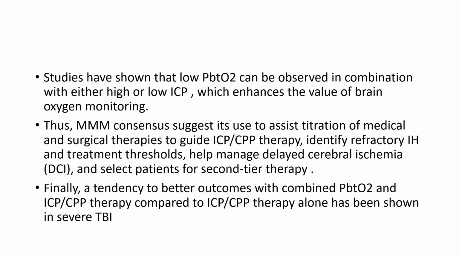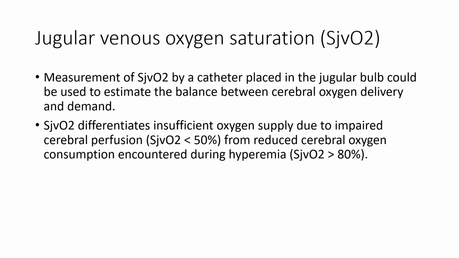Initially, a tendency to better outcome with combined PbO2 and ICP/CPP therapy compared with ICP/CPP therapy alone has not been shown in severe TBI. Now, jugular venous oxygen saturation. Measurement of jugular venous oxygen saturation by a catheter placed in the jugular bulb would be used to estimate the balance between cerebral oxygen delivery and demand.